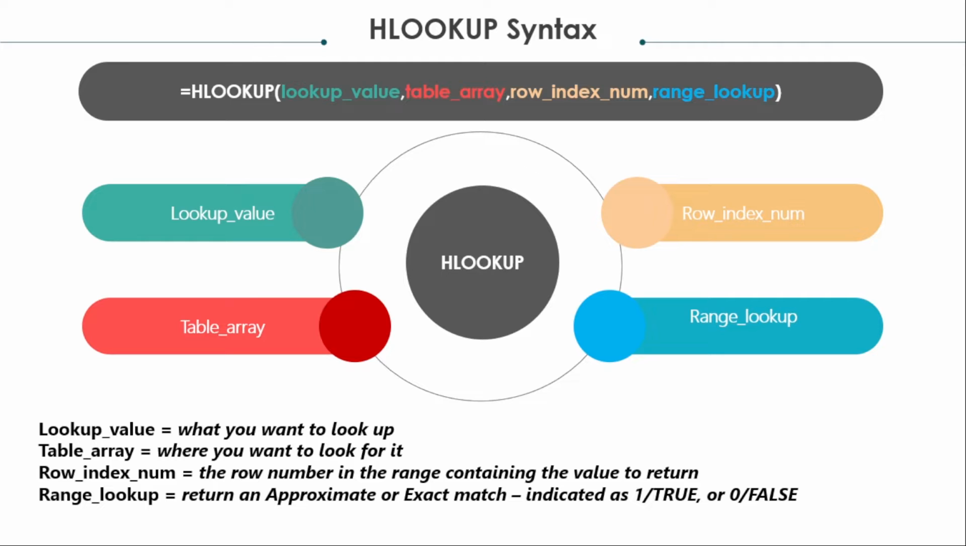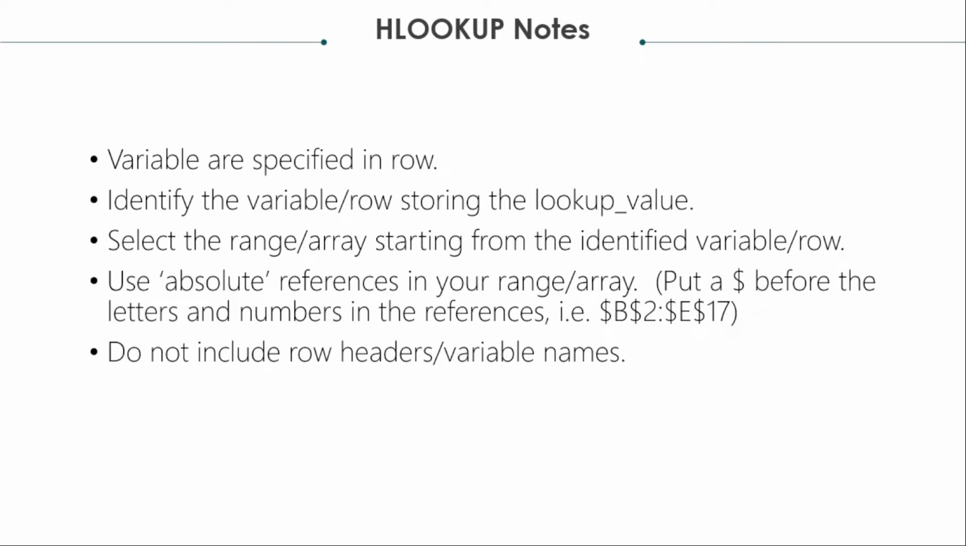Then the row index number, the row in the range containing the value to return. And then the range lookup helps to specify if you want an exact or approximate match. In that case, you can use 1 or TRUE to indicate an approximate match, or 0 or FALSE for an exact match. Things to note about HLOOKUP: the variables are specified in the row.